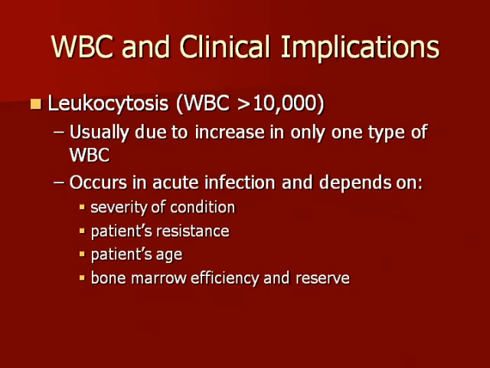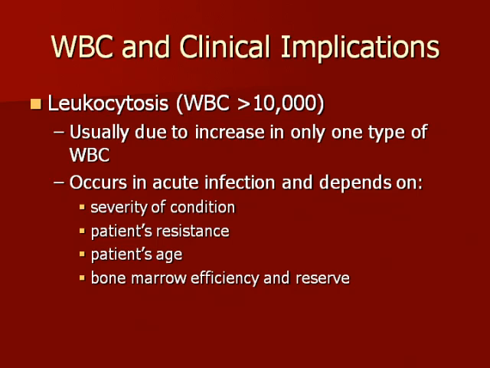The WBC and clinical implications. Usually the leukocytosis is an increase in only one type of the white blood cell. It occurs in acute infection, and it depends on a couple of different things. If you have a WBC of 20,000 in a 17-year-old, that's different than a 20,000 in an 80-year-old.